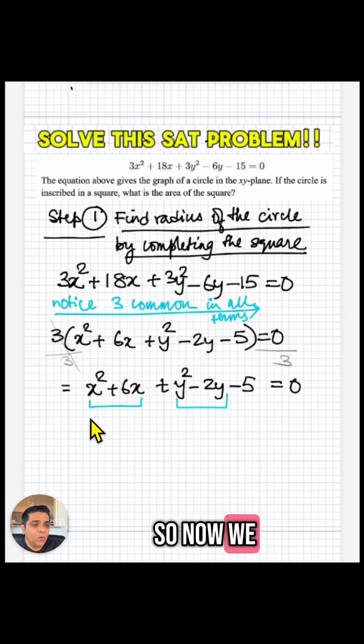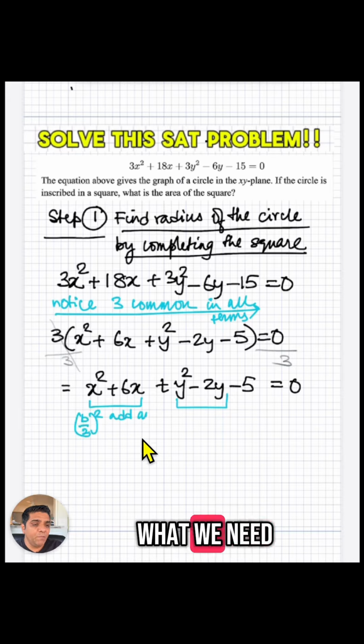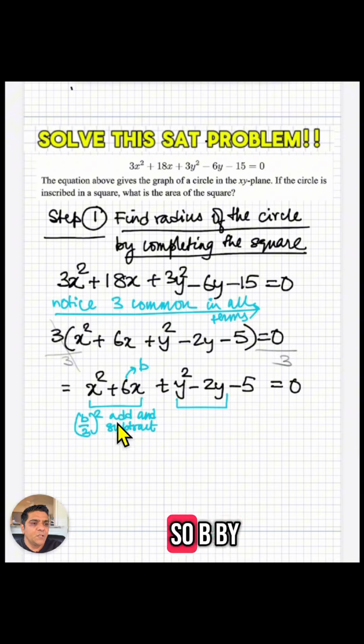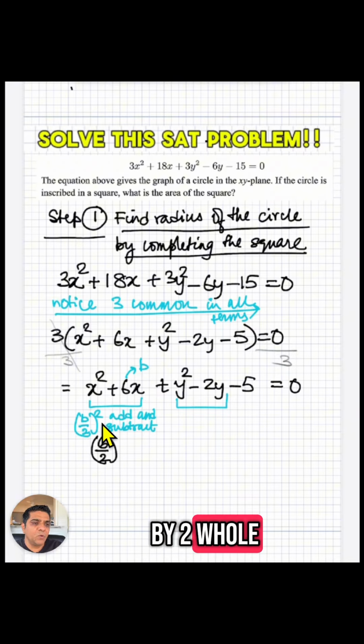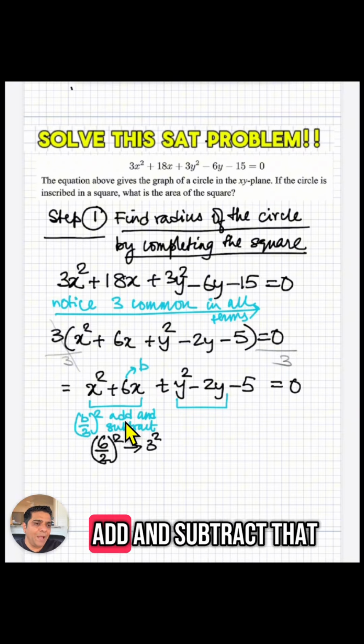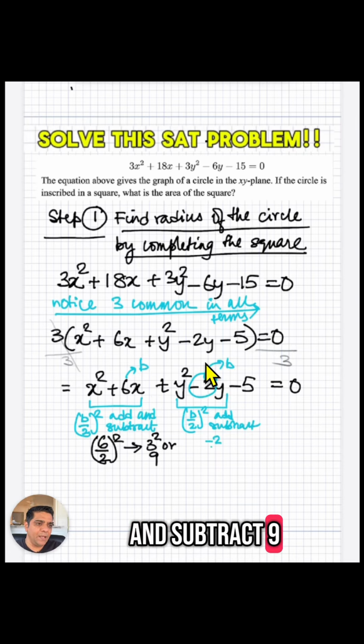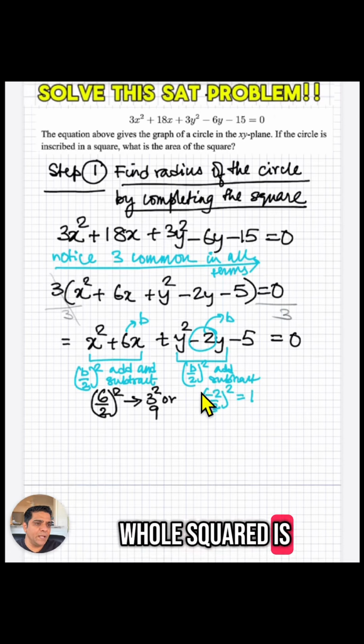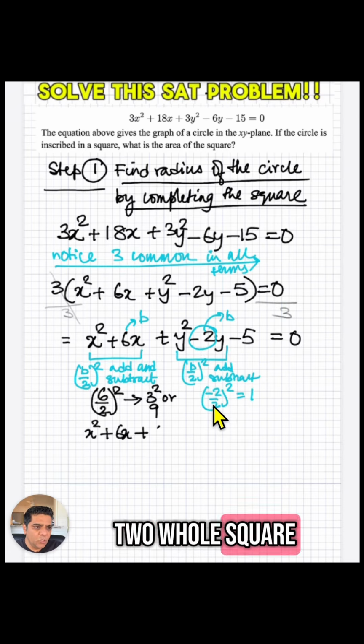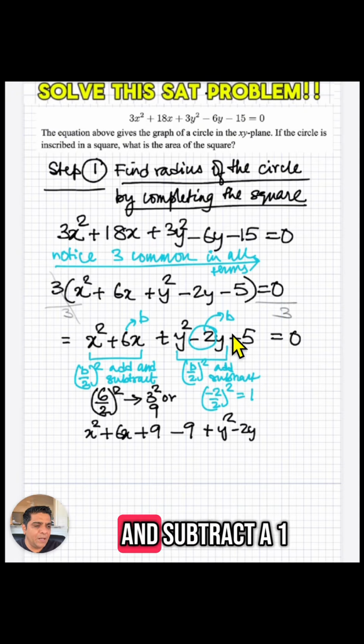So now we have the first two terms. What we need to find is this b, the coefficient of the x. So b by 2, b divided by 2 whole squared. We need to add and subtract that. So in this case, it's 6 divided by 2, which is 3 squared is 9. So we have to add 9 and subtract 9. In the same way here, b by 2 whole squared is negative 2 by 2 whole squared, which is 1. So we got to add a 1 and subtract a 1.